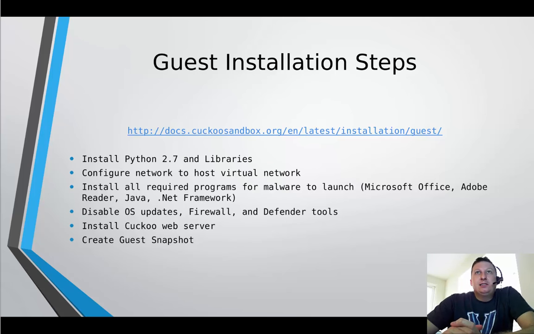So here we have the guest installation steps, and I have another link just for the guest part. These aren't the steps, these are just bullet points of what you do. Install Python 2.7 and its libraries. Configure the network. For the host virtual network, you want to make sure that's configured. Install any required programs for the malware to launch.